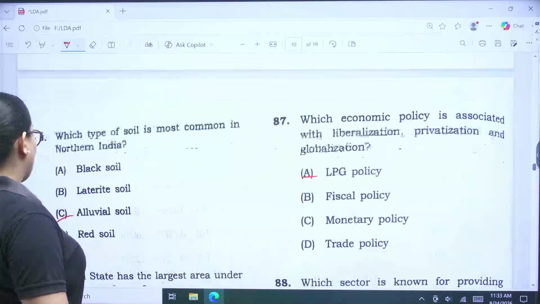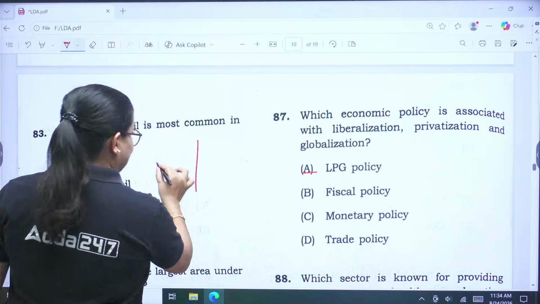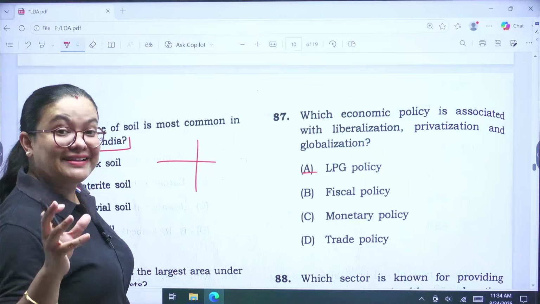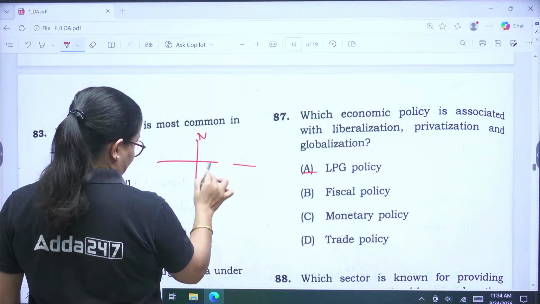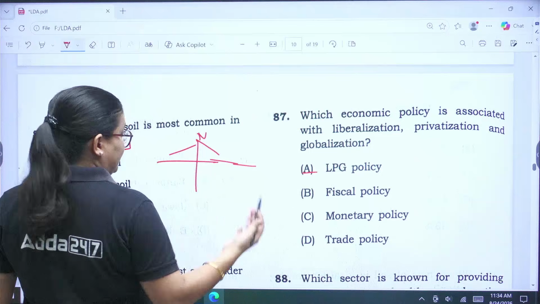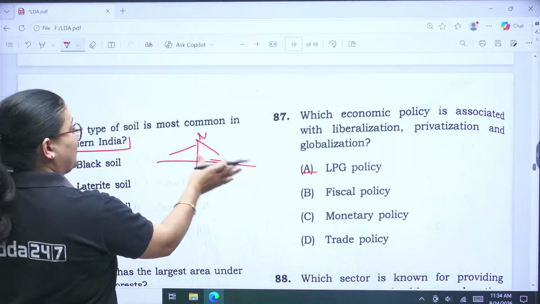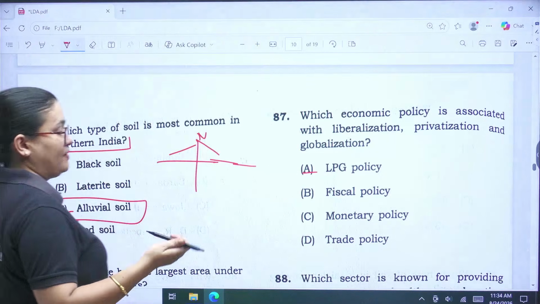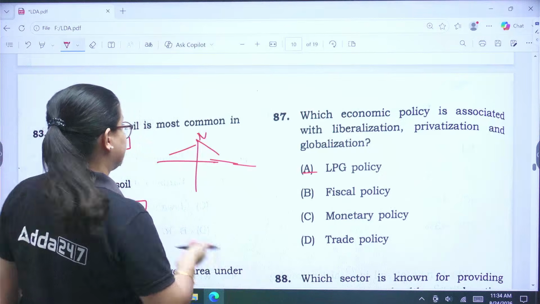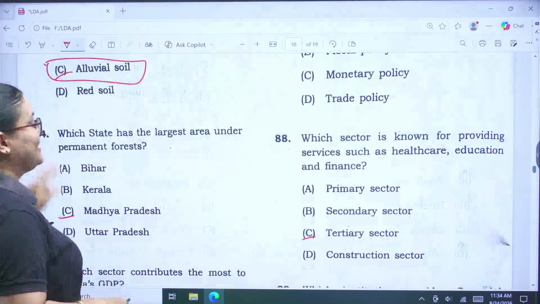Next question. Which type of soil is most common in North India? Again, here it is asked about agricultural soil. The north side is very predominant for agriculture. Whenever we say north, maximum rivers are flowing there. Near rivers, what can we find? We can find alluvial soil. I hope everyone gave alluvial soil as the answer. It is very good for agriculture, and alluvial soil can be found near the river banks.